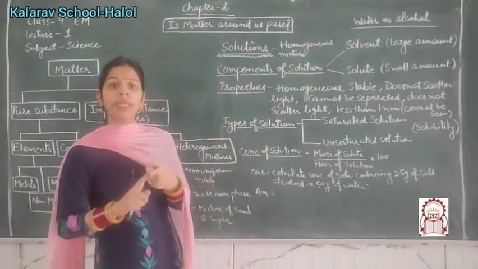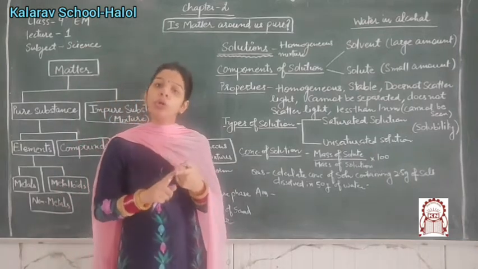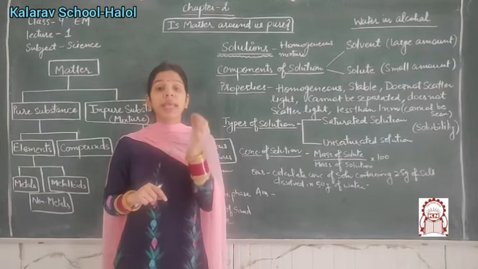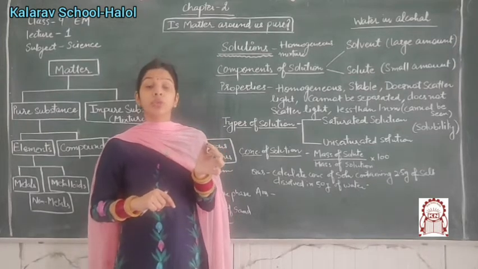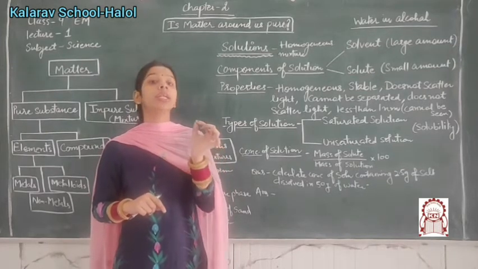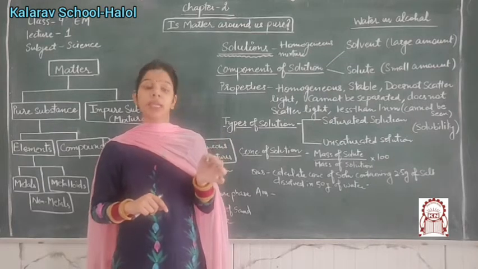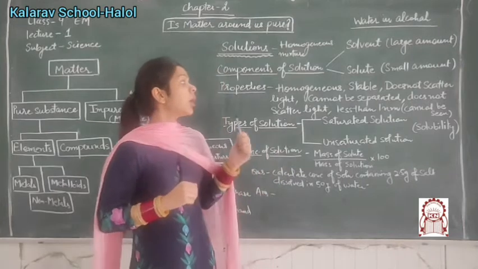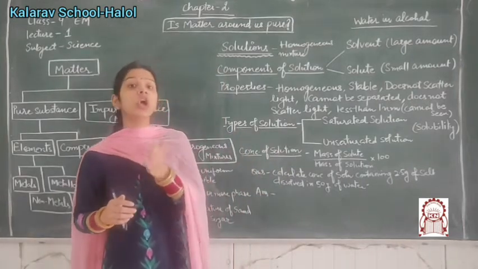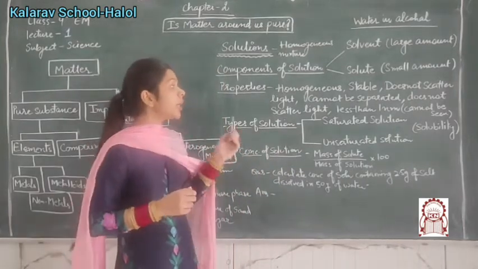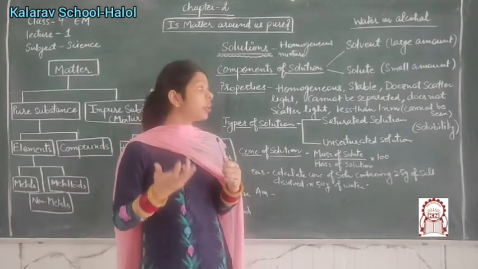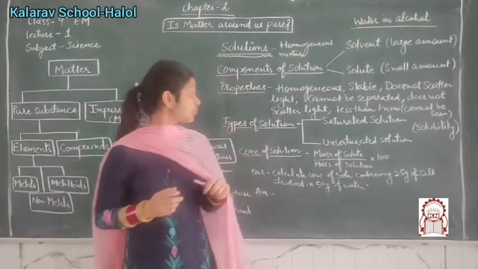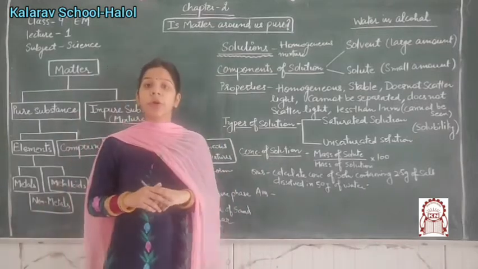So the first property is that solutions are homogeneous in nature. The particle size of a solution is less than 1 nanometer, so it is very small and cannot be seen by a microscope. Particles of solutions are stable. Particles of a solution do not scatter light. It cannot be separated by filtration. These are the properties of solution. Next is types of solution.